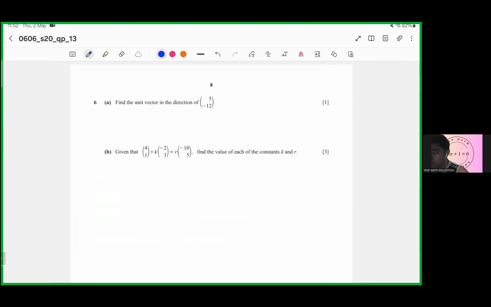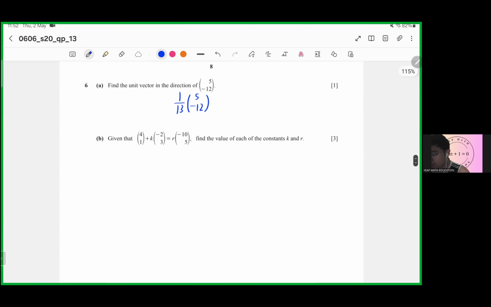Question A says, find the unit vector in the direction of the vector (5, negative 12). So we know it is 1 over 13 times (5, negative 12). Now we do question B. Given that 4, 1 plus k times (negative 2, 3) equals r times (negative 10, 5), find the value of each of the constants k and r.